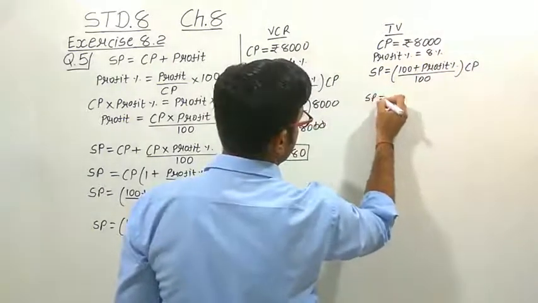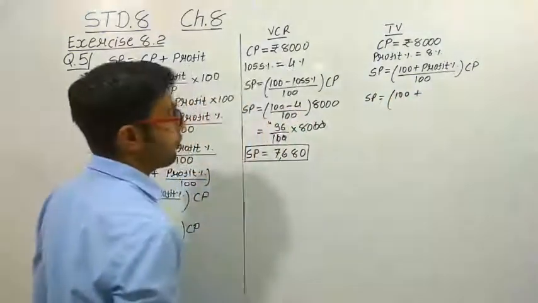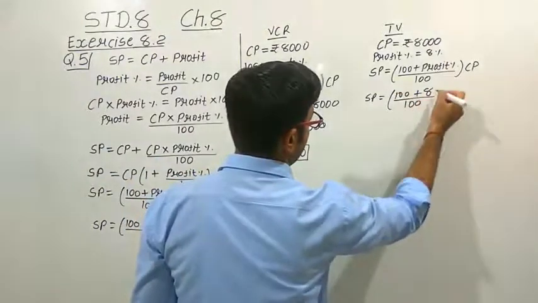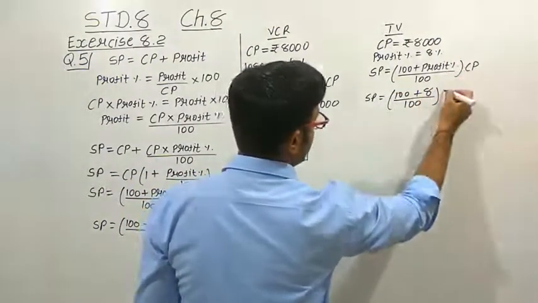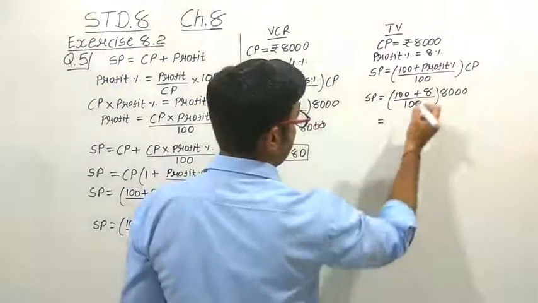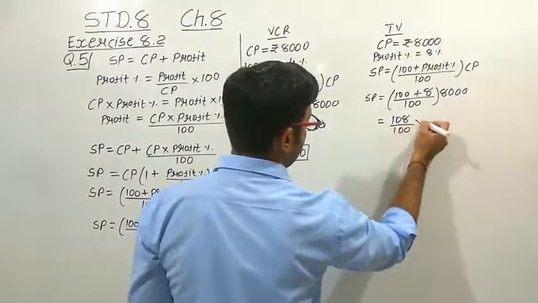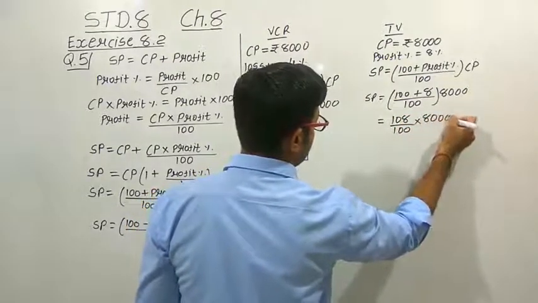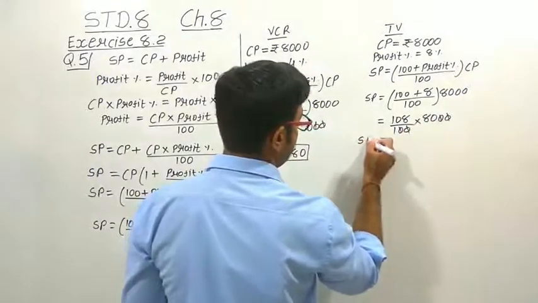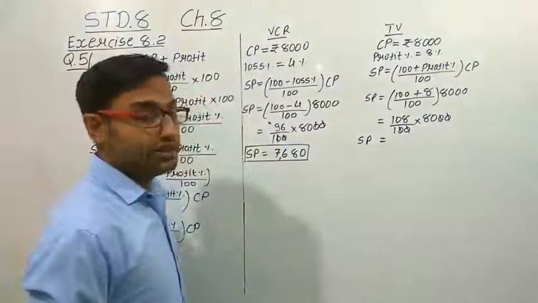So here we get the selling price is equal to 100 plus the profit percentage, which is 8, upon 100, into the cost price, which is the same, that is 8,000. So we get 108 upon 100 into 8,000. Again we can cut these two zeros. So we get the selling price is equal to 108 into 80.